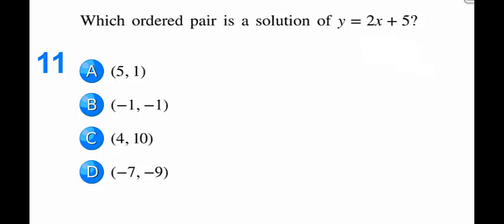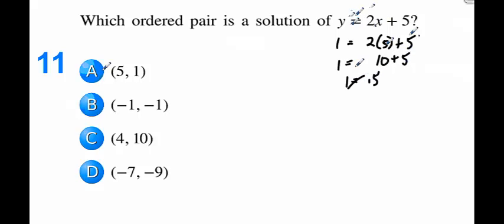Okay, which ordered pair is the solution of y equals 2x plus 5? We know from previous learning that any point that fits in for the x and y coordinates would be a solution. So let's simply substitute. So y is 1, x is 5, 1 equals 10 plus 5, 1 equals 15, not possible. So A is gone.